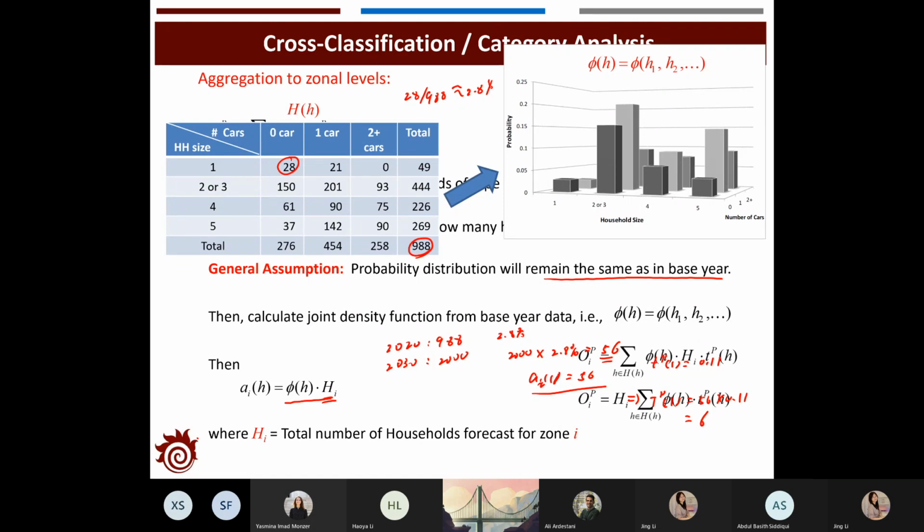But there is also another equation I forgot to put here. So you can use this one to make a prediction about the total number of trips that will be generated by each zone, and with a specific purpose.